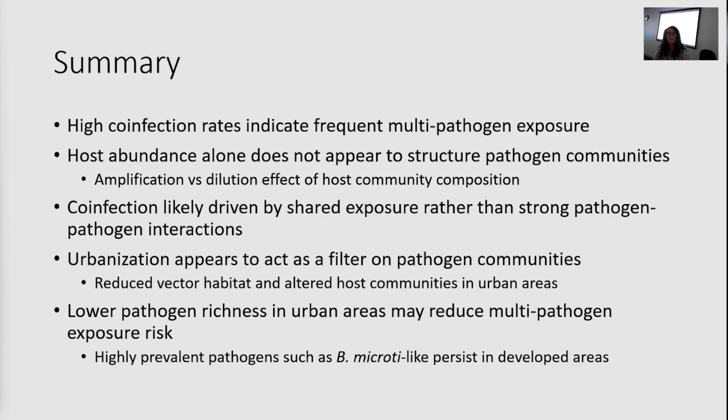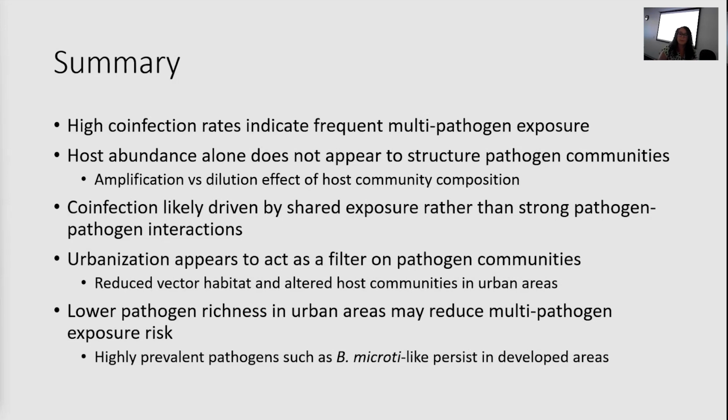So the high co-infection rates that I saw indicate raccoons are frequently exposed to multiple pathogens. However, host abundance alone does not seem to structure pathogen communities. And this kind of goes back to what I was saying earlier about having that larger host community that has varying levels of reservoir competency within this host community. So that's likely what's structuring these pathogen communities more than just the abundance of one single host species within the community. Co-infection is likely driven by shared exposure rather than strong pathogen interactions.